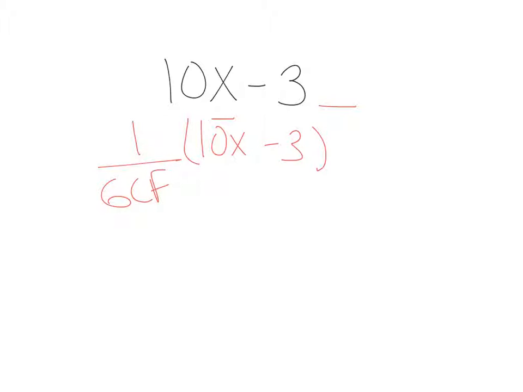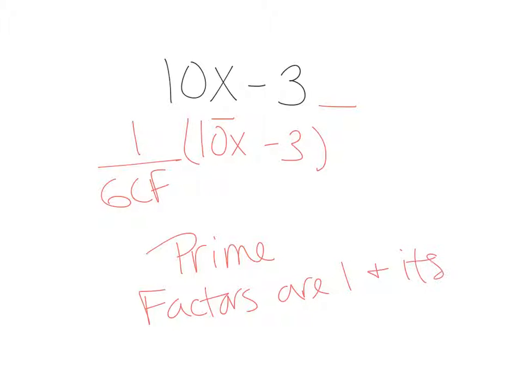So when the only thing you can take out is a 1, this polynomial is considered to be prime, because the only factors are 1 and itself. So you can call that prime. You can also write it as 1 times itself, but usually that's understood as long as you say that it's prime.